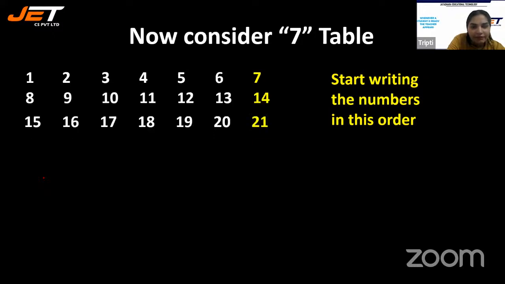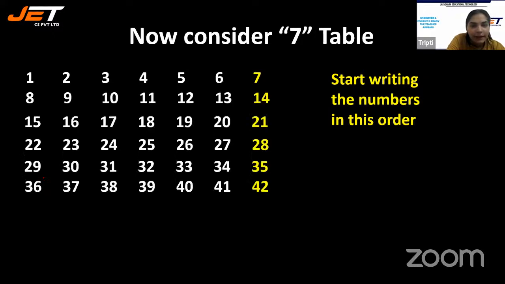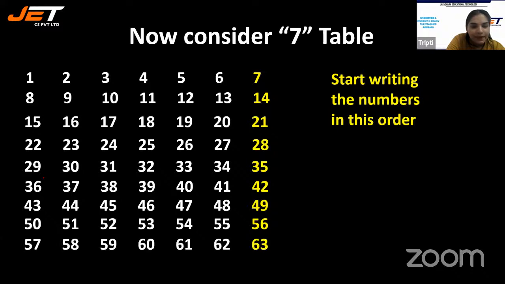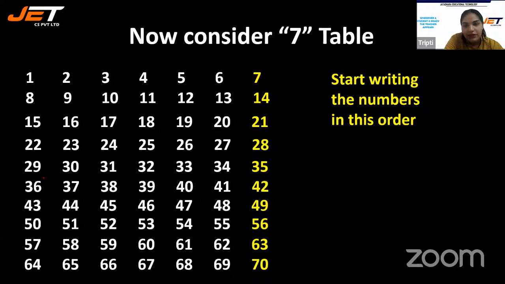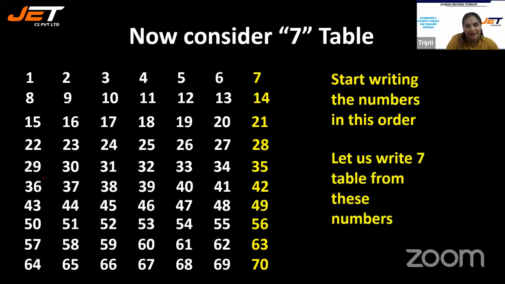First, writing the numbers. Okay, now see the highlighted ones. The numbers that are highlighted, the multiples of 7, are 7, 14, 21, 28, 35, 42, 49, 56, 63 and 70. That means these numbers are the multiples of 7.